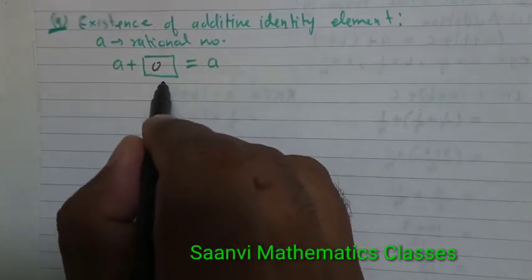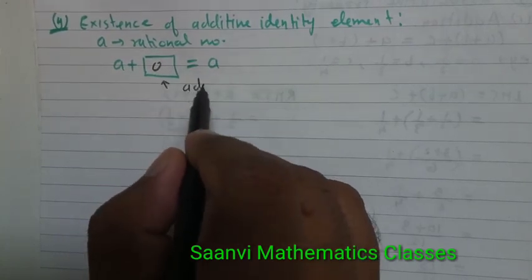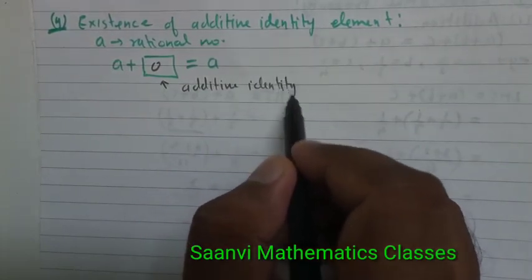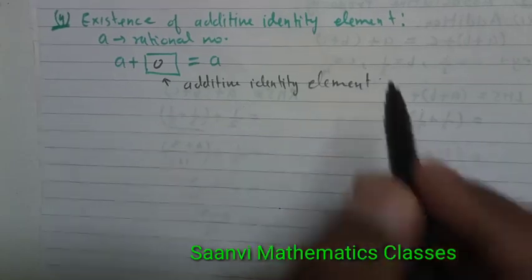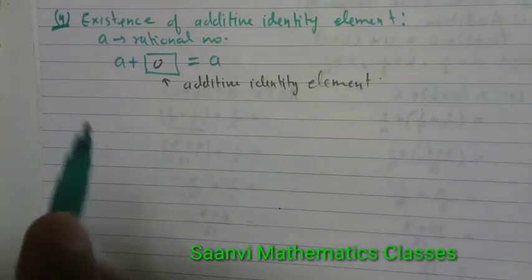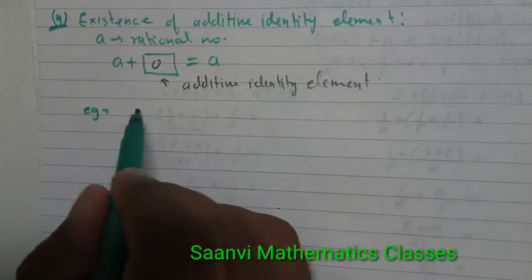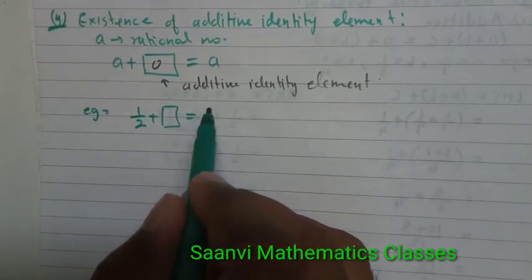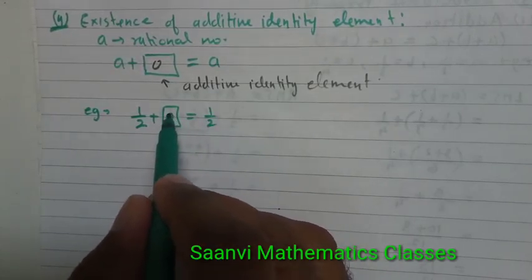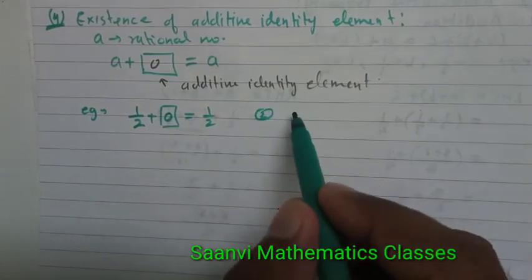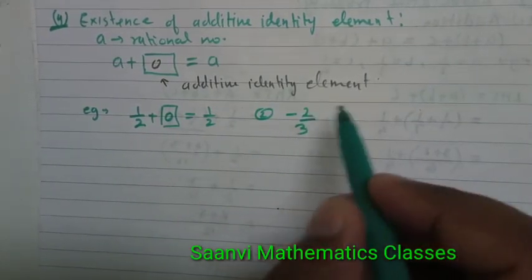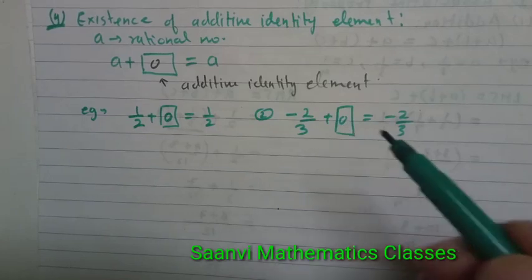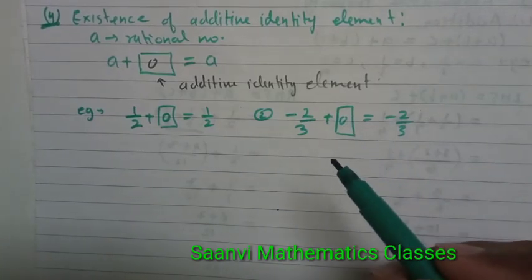Okay, so this 0 is called the additive identity element. Try to understand with the help of an example. For example, if I take a rational number as 1 by 2, what rational number will I add so that I will get again 1 by 2? That will be 0. Another example you can try, minus 2 by 3. What should be added so that you will get again minus 2 by 3? That will be 0.